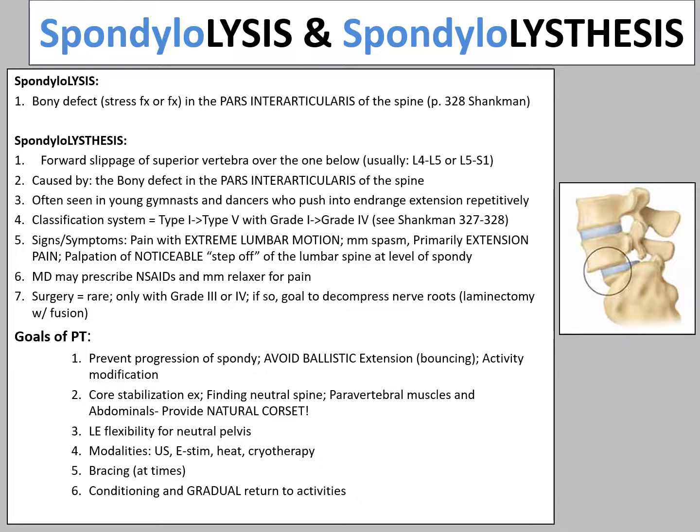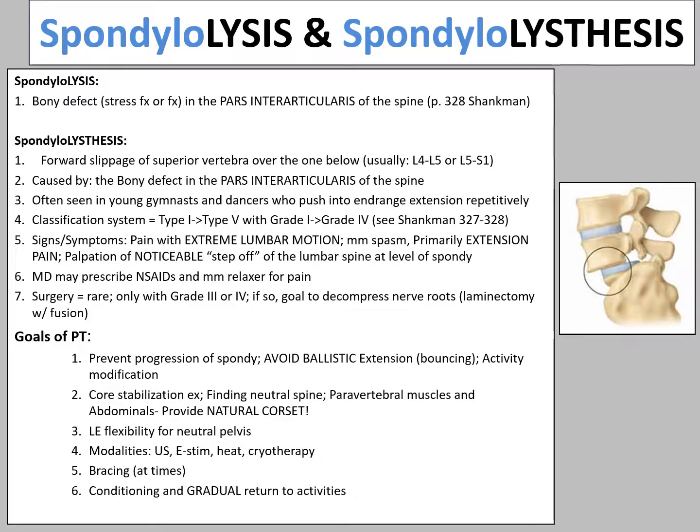Spondylolysis is a bony defect, a fracture or stress fracture of the pars interarticularis of the spine. As a reminder, that is on the lumbar vertebrae between the facet joint and the spinous process, and you can review this in your textbook. And then spondylolisthesis is when a forward slippage of the superior vertebra over the inferior vertebra occurs.